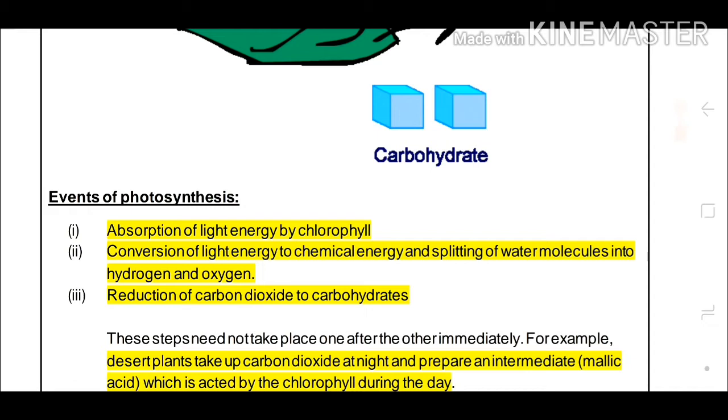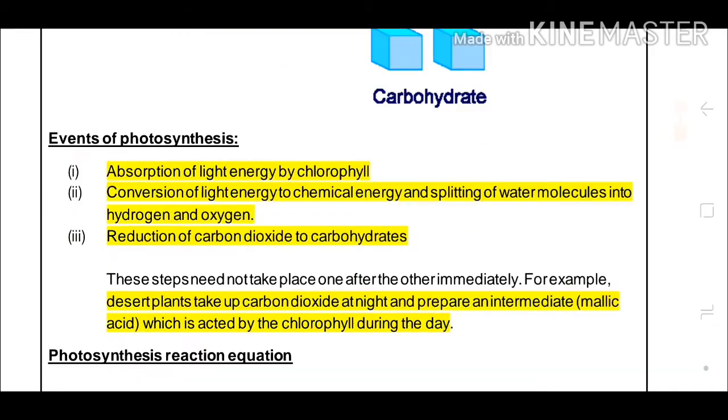2. Conversion of light energy to chemical energy and splitting of water molecules into hydrogen and oxygen. 3. Reduction of carbon dioxide to carbohydrates. These steps need not take place one after the other immediately. For example, desert plants take up carbon dioxide at night and prepare an intermediate which is acted upon by the chlorophyll during the day. Photosynthesis reaction equation.